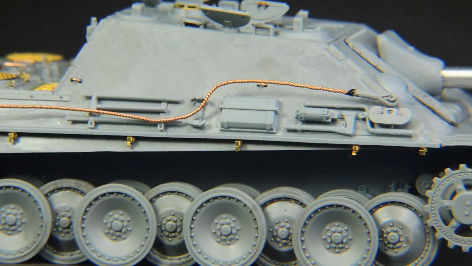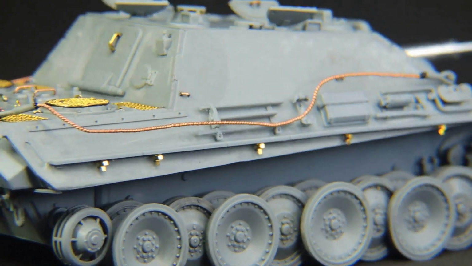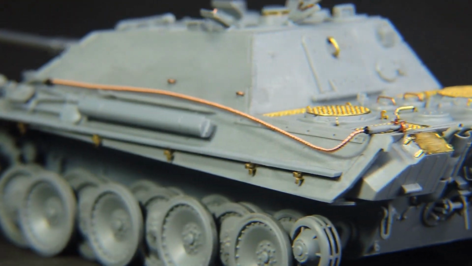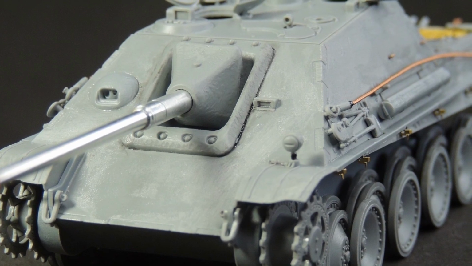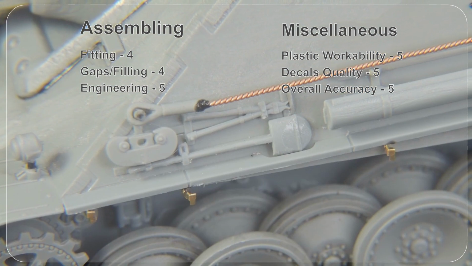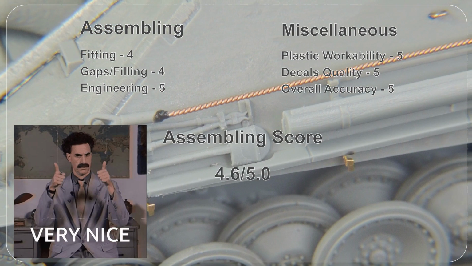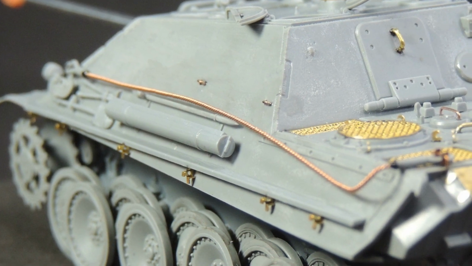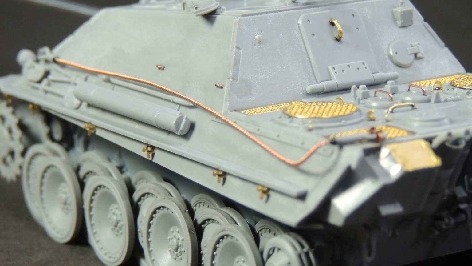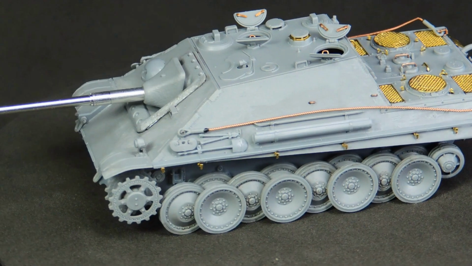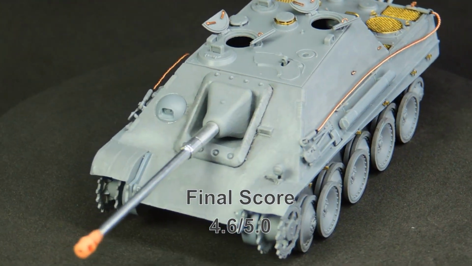The assembling process was quite nice and pleasant. In this video I tried to show you the main features, be they good or bad, so you know more or less what to expect during assembly. There are minor fitting and filling problems, which are really easy to fix, so I gave almost the maximum score to these features. The assembling score is 4.6 out of 5. You will see the decals during the painting video, but I can tell you already that they are very good. The final kit score, the average of inbox and assembly, is 4.6, which is a great kit.